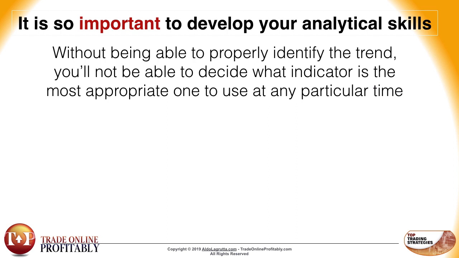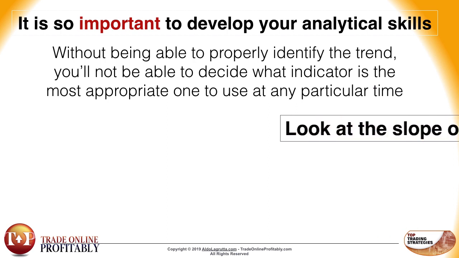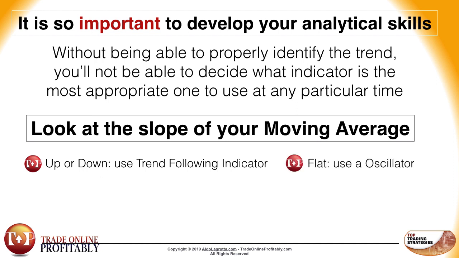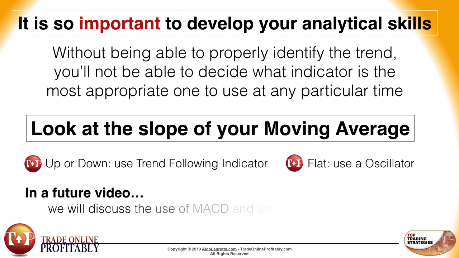Fortunately, you already know at least one quick way to decide. Look at the slope of your moving average. If it is up or down, the market is trending, and it requires the use of a trend-following indicator to time your entries. If the moving average is flat, then an oscillator will be the appropriate choice. This knowledge is key, and it is indeed the first step in our dual-frame trading strategy. In a future video, we will discuss the use of MACD and an oscillator as DFTS variations.